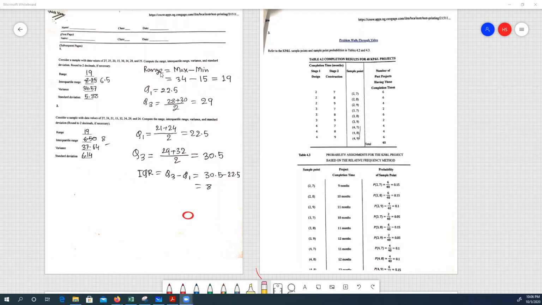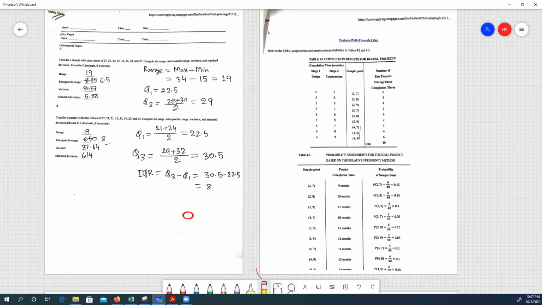Okay, so the range is the difference between the maximum value and the minimum value. Here the maximum value is 34 and the minimum value is 15. So the range will be the difference between max and min, which is 34 minus 15, which is 19. Okay. So the next one is the interquartile range.